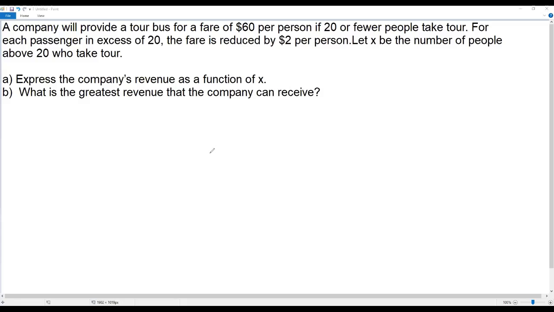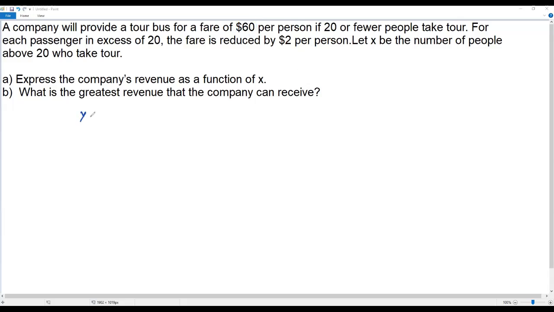So we have to answer two questions. One is to express the company's revenue as a function of X. The second question is what is the greatest revenue that the company can receive? Okay, so from the first information, we have a fare per person of $60 if the total number of people who take the tour is 20 or fewer. In case there is one person above 20, then the actual fare of $60 will be reduced by $2. That is, it will become $58.